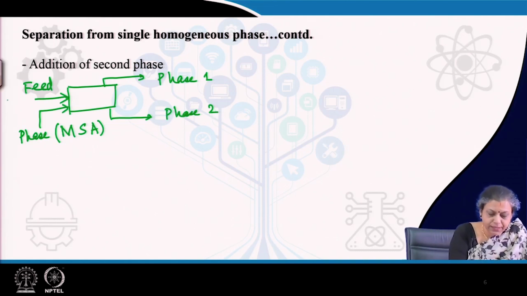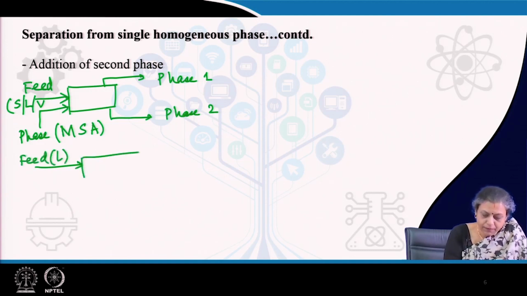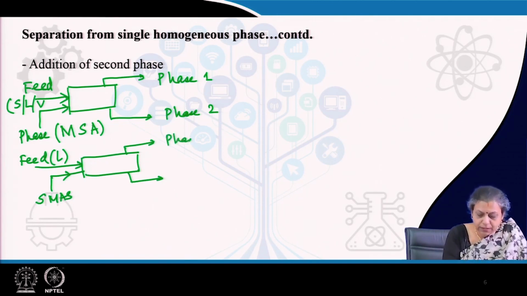Now, this feed, as I have said, can be solid, liquid, or vapor or a gas. For a liquid feed, what is the MSA that we can add? We can add a solid. When we add a solid MSA, this solid adsorbs certain components from the liquid feed. The process is known as adsorption.